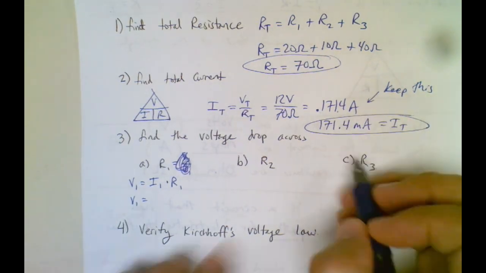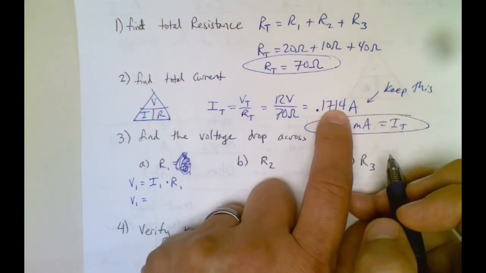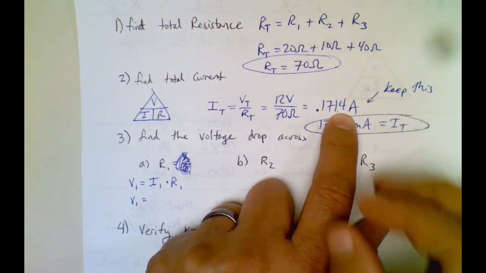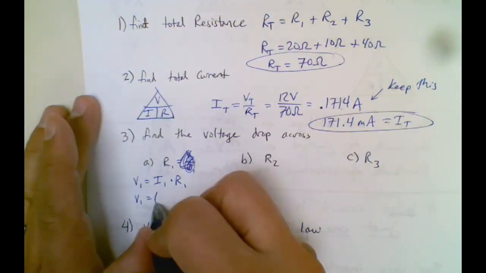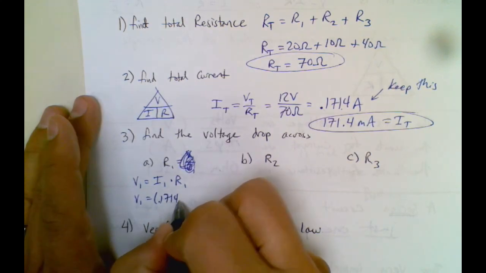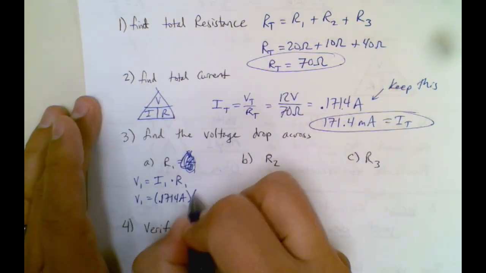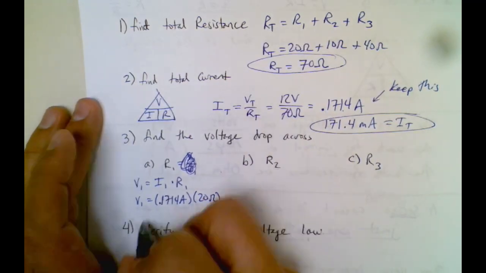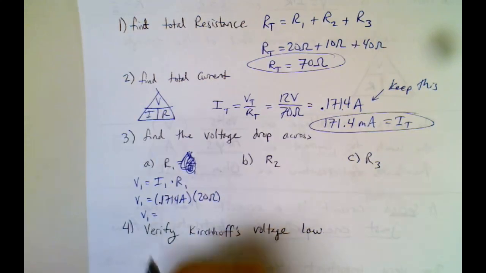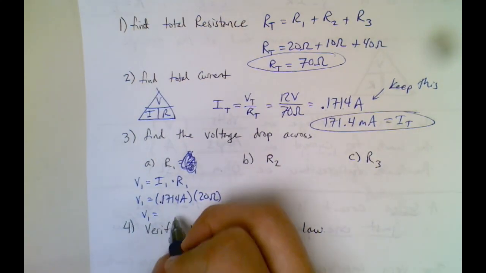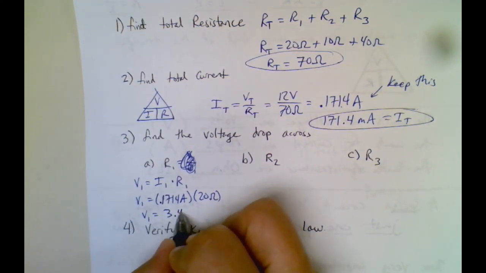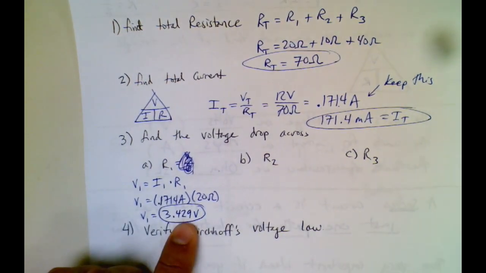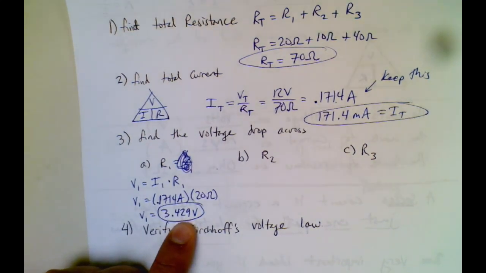However, be careful. Don't use this one. You want to use this one because all of our Ohm's law formulas are based off of whole volts, whole amps, whole ohms. So I want to say 0.1714 amps times my resistance at 1, which was a 20 ohm resistor. So if you take your calculator and multiply that out, you're going to get 3.429 volts. I don't have to move the decimal place because that's already between 1 and 999.